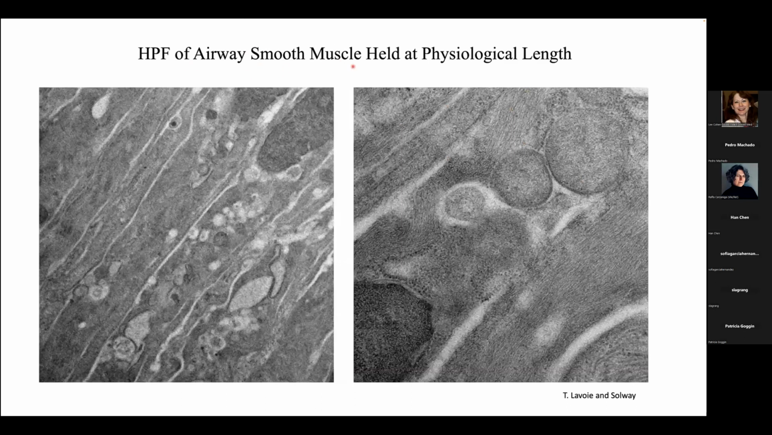Here is some airway smooth muscle. These were held at physiological length, and so these are really nice preparations. You can see these very long smooth muscle cells. We can go in and see the actin filaments in these cells, nicely preserved.